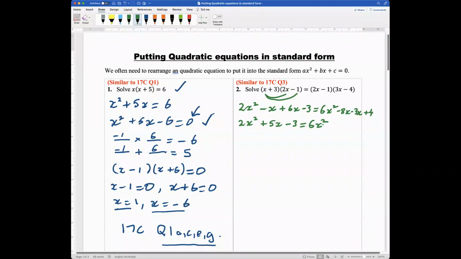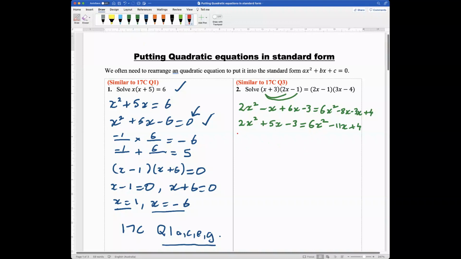So it'll be negative 8x take 3x is negative 11x. Okay, so negative 11x, and then plus 4. All right. Now, from that point on, you want to get one side 0. Now, I want to do the subtraction, which is going to give me a positive x squared term.